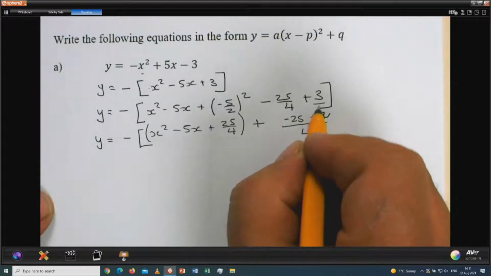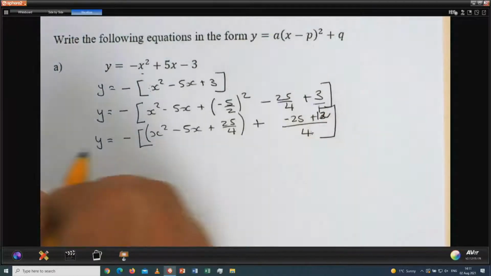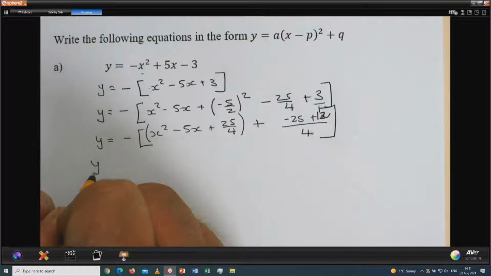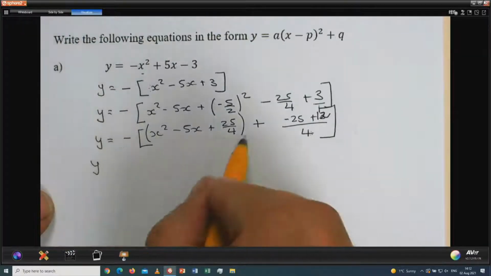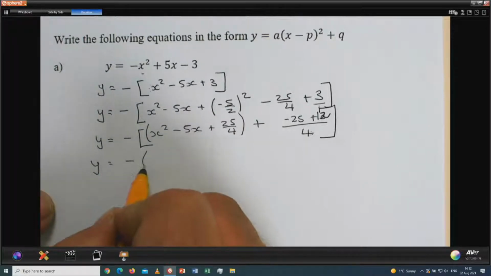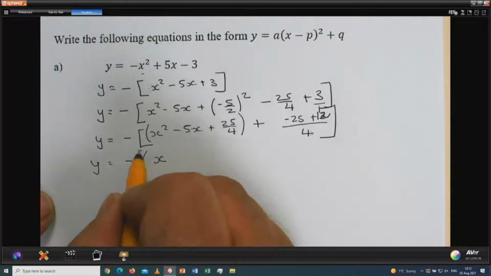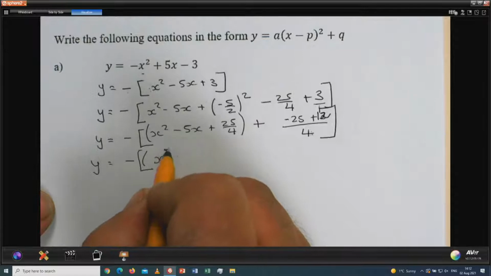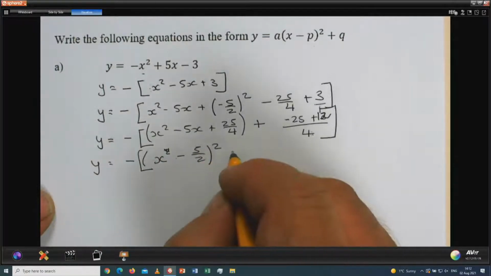So 1 goes into 4, 4 times 3 is positive 12. So this here becomes y is equal to negative, bracket, x squared, same sign, both negative, so x negative 5 over 2 to be squared, and then you're going to add.